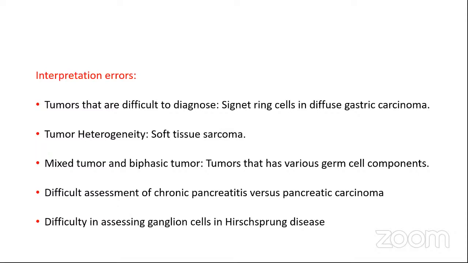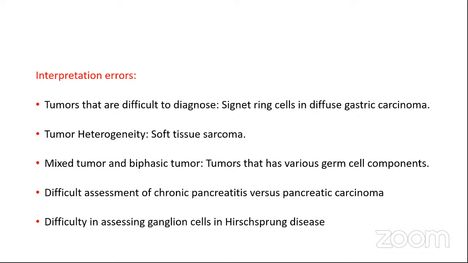Interpretation errors: tumors that are difficult to diagnose, such as signet ring cell carcinoma in a diffuse gastrectomy specimen, or lobular carcinoma in breast cancer. These are kinds of tumors when they metastasize to lymph node, if there are few cells only, it is hard to find them under the capsule in the lymph node. They are very sneaky cells, hard to find. So that's a cause of interpretation error.